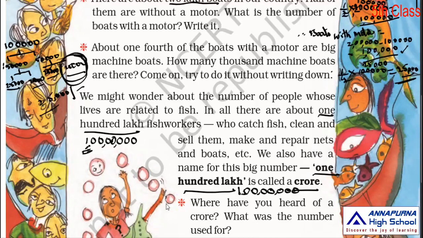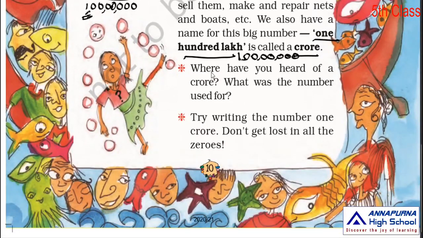Next, where have you heard of a crore? What was the number used for? This is the number used for 1 crore. As you know, 1 is followed by how many zeros? 7 zeros. Now you just discuss all these things. Try writing the number 1 crore. Don't get lost in all the zeros. Just discuss what the number was used for.